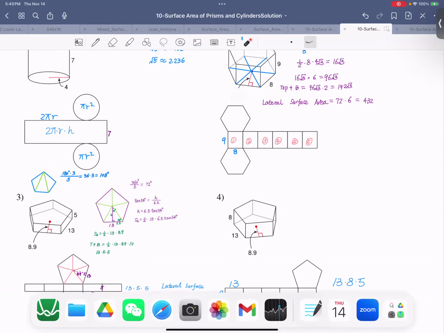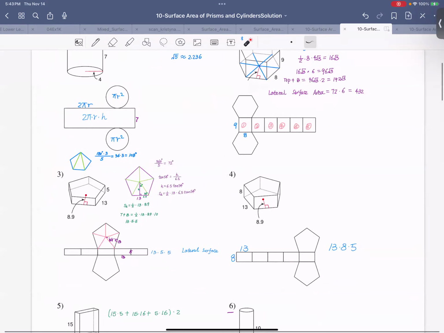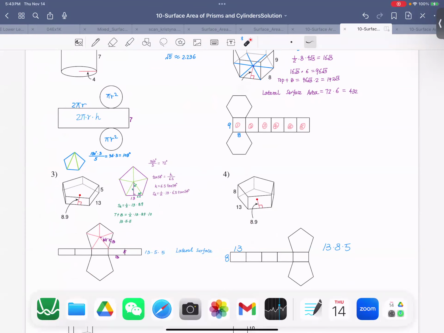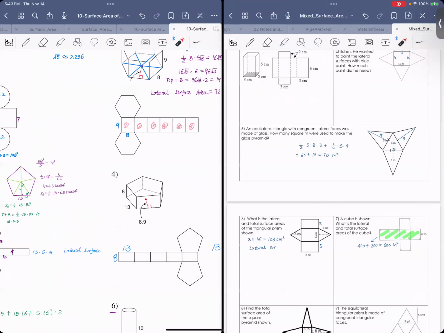I call this an easy level question. After we go through this easy level question, I would like to give you guys some challenge questions, okay?